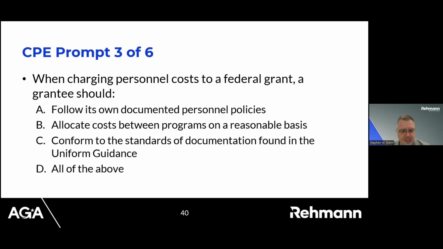Let's do our third CPE check-in real quick here. When you are charging personnel costs to a federal grant, what should you do? Should you follow your own documented policies and procedures for personnel? Should you allocate costs between various programs on a reasonable basis? Should you follow the standards of documentation found in the uniform guidance, or should you do all of those? Go ahead and lock in your answer.